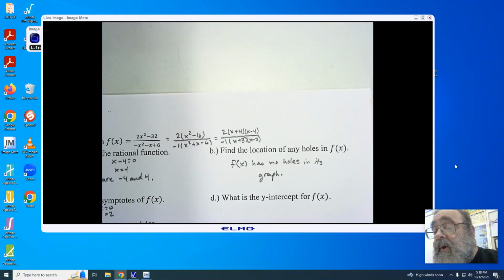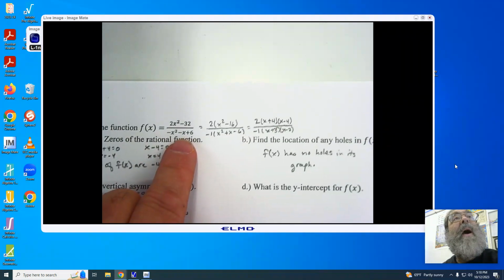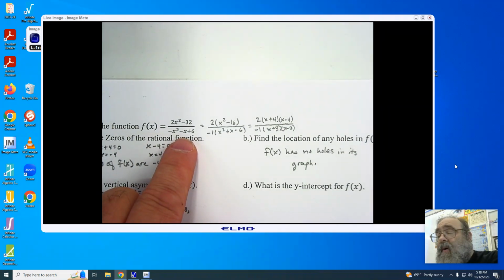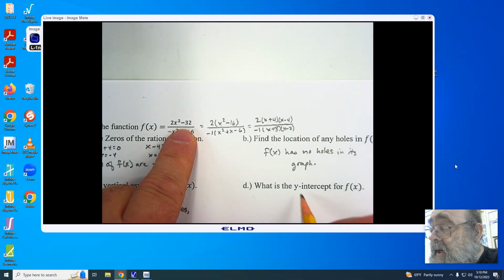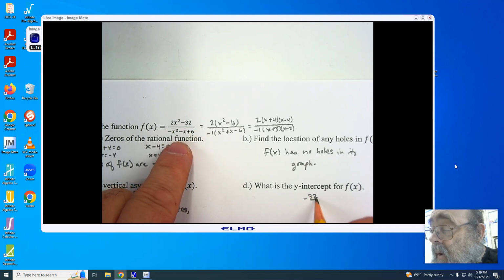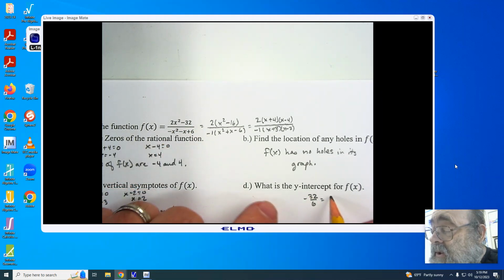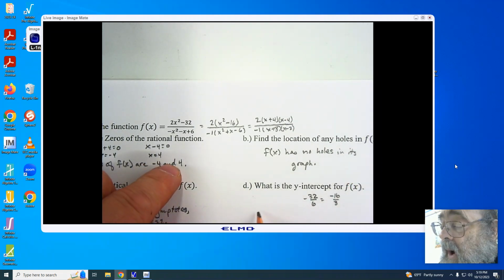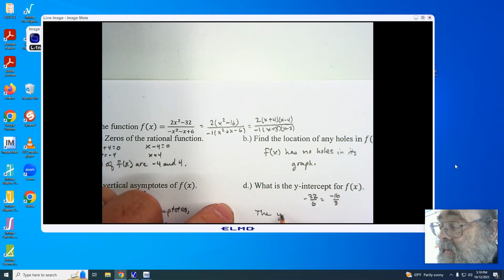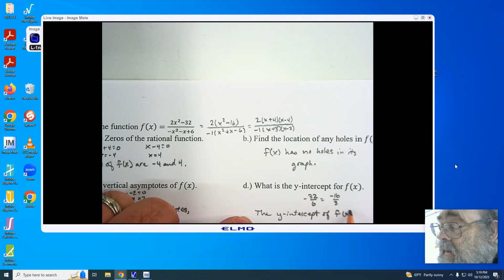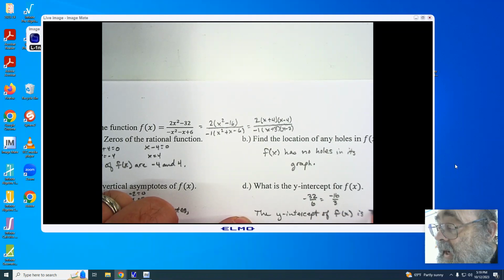Y-intercept. To do the y-intercept, we look back at the graph and we say, okay, x has to be 0. I'm looking at negative 32 over positive 6, which is negative 16 over 3. The y-intercept of f of x is negative 16 thirds.